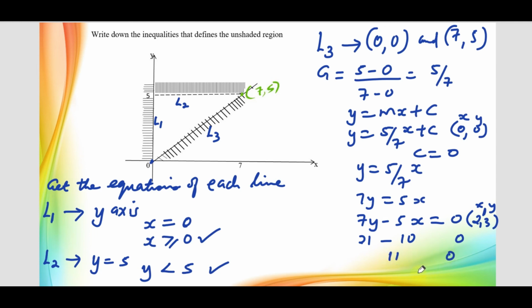So which sign? Since you've picked this point on the required region, the unshaded region, the sign that will satisfy that region will be 11 is greater than 0, and since the line is continuous, greater than or equal to. Therefore 7y minus 5x will be greater than or equal to 0.